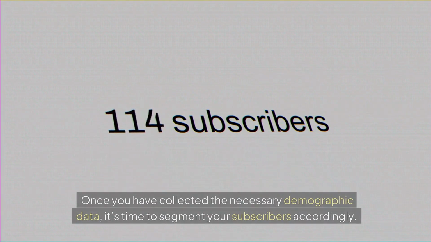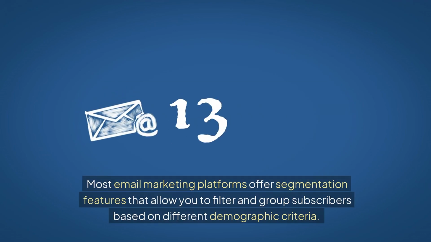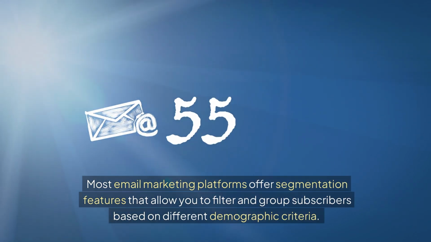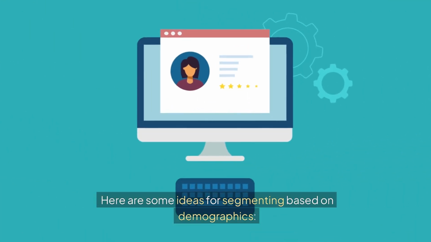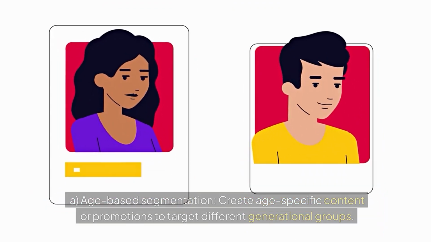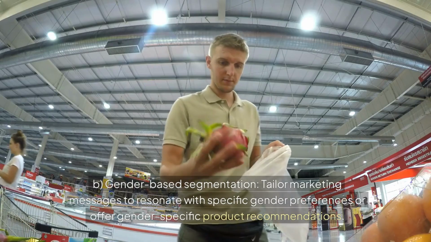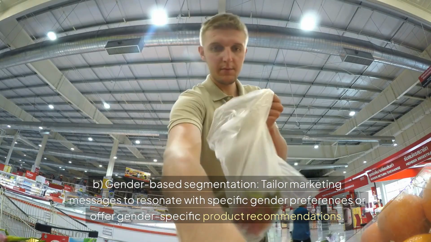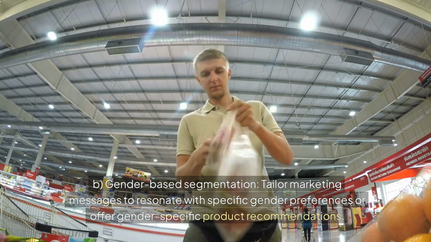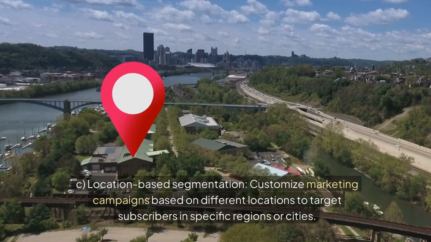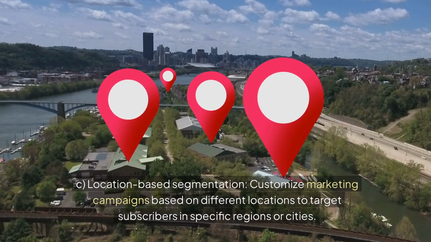Once you have collected the necessary demographic data, it's time to segment your subscribers accordingly. Most email marketing platforms offer segmentation features that allow you to filter and group subscribers based on different demographic criteria. Here are some ideas for segmenting based on demographics. A. Age-based segmentation. Create age-specific content or promotions to target different generational groups. B. Gender-based segmentation. Tailor marketing messages to resonate with specific gender preferences or offer gender-specific product recommendations. C. Location-based segmentation. Customize marketing campaigns based on different locations to target subscribers in specific regions or cities.